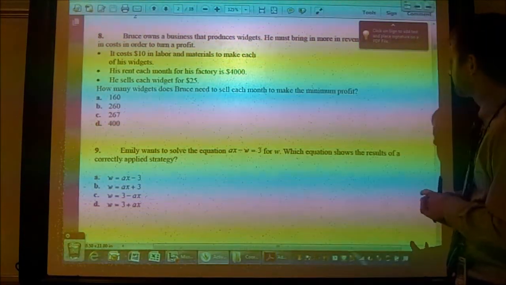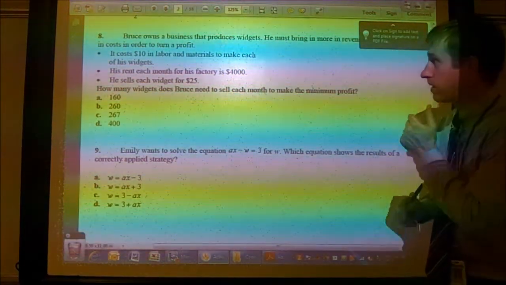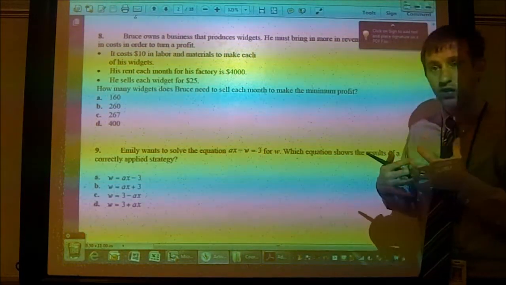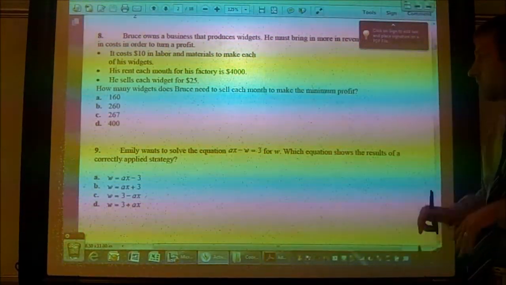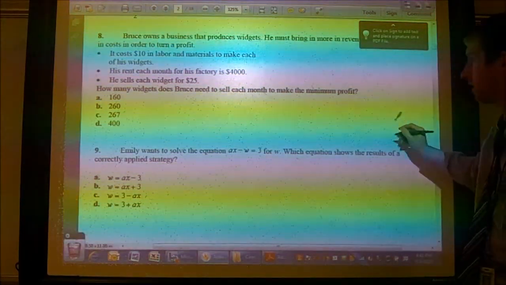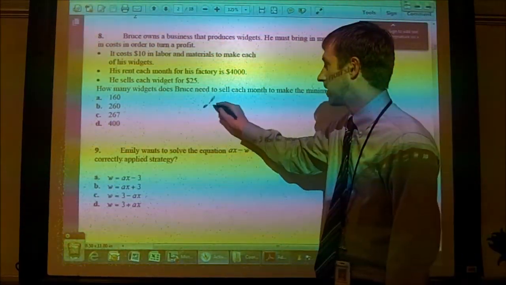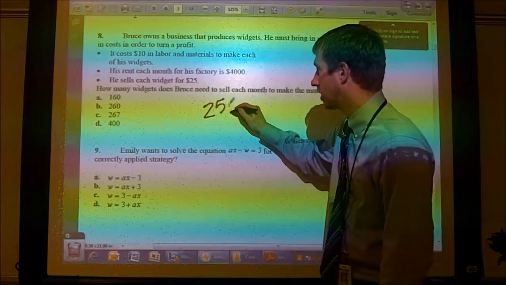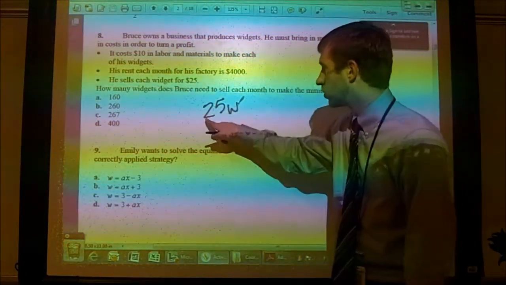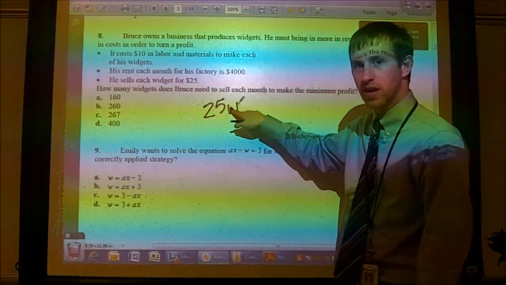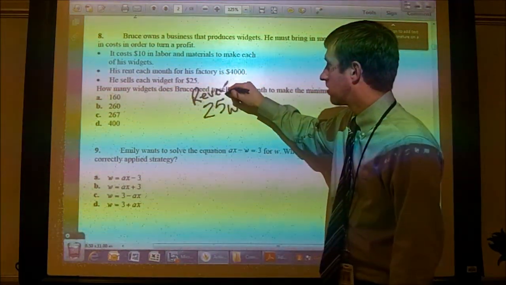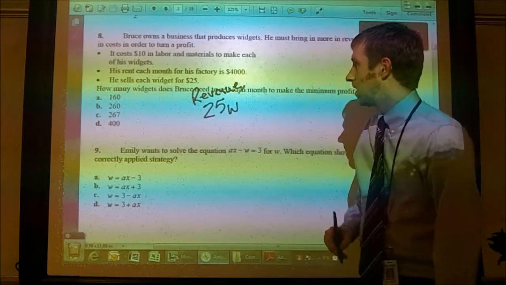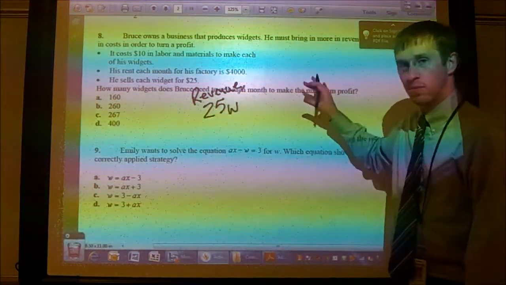Okay. So a couple things here. You can do this with an equation, and that's kind of how I'm going to show it. Some of you might be able to just think through the logic of it. But there's two things going on. He's making money when he sells widgets, and he makes $25 for each widget. I'm just going to call the widgets W. So 25 times however many widgets he sells will give you his revenue, or his sales.